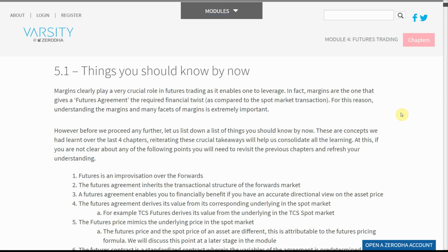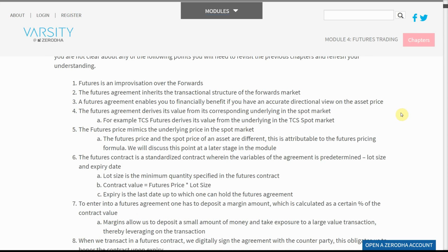Futures is an improvisation over the forwards. The futures agreement inherits the transactional structure of the forwards market. A futures agreement enables you to financially benefit if you have an accurate directional view on the asset price. The futures agreement derives its value from its corresponding underlying in the spot market. For example, TCS futures derives its value from the underlying in the TCS spot market. The futures price mimics the underlying price in the spot market. The futures price and the spot price of an asset are different. This is attributable to the futures pricing formula. We will discuss this point at a later stage in the module.